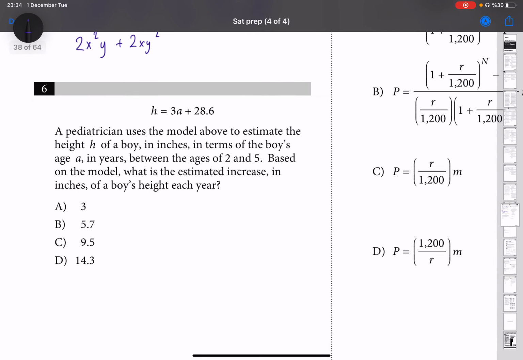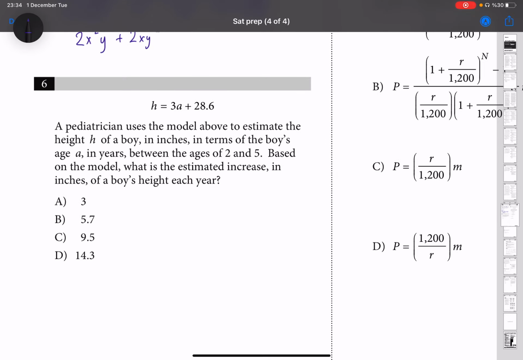Next one. A pediatrician uses the model above to estimate the height of a boy in inches, in terms of the boy's age A in years between the ages of 2 and 5. Based on the model, what is the estimated increase in inches of a boy's height each year?